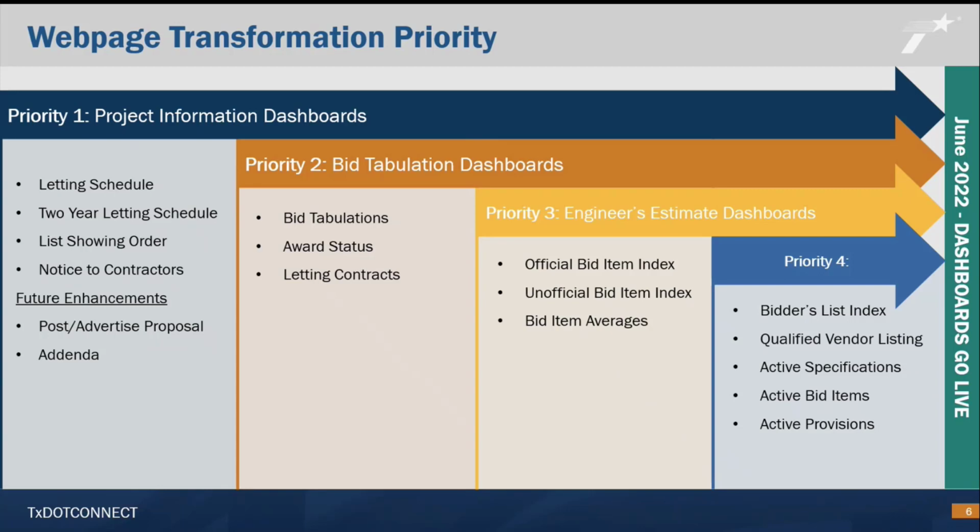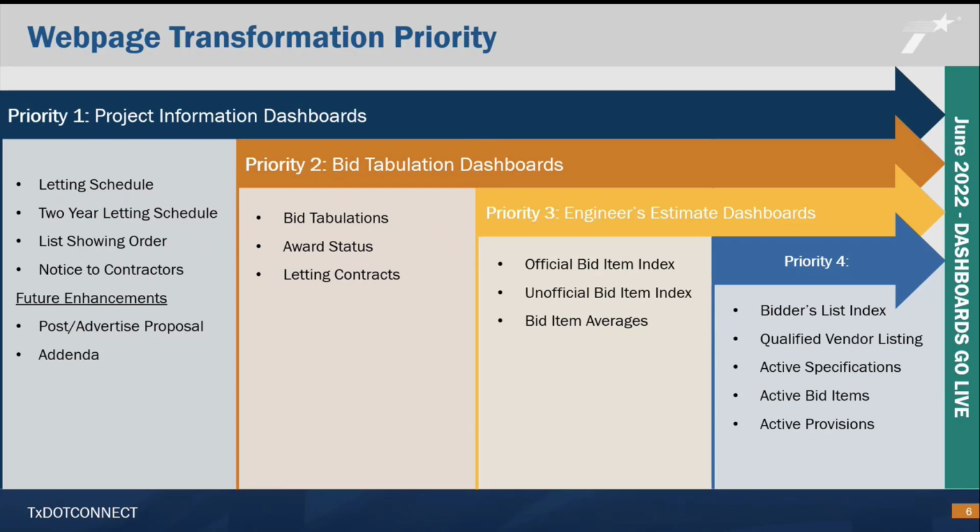So for example, if you're looking at the letting schedule in the future, you'll be able to click down and view the addenda. As we move forward, you'll have access to additional, much more detailed information: bid tabulations, official and unofficial bid item index and averages. You'll be able to see the bidder's list index and all the qualified vendor listing, active specifications, bid items, provisions. All of that is planned to occur over the coming months and heading into the next fiscal year in the fall of 2022. So stay tuned. We'll continue to communicate about that.